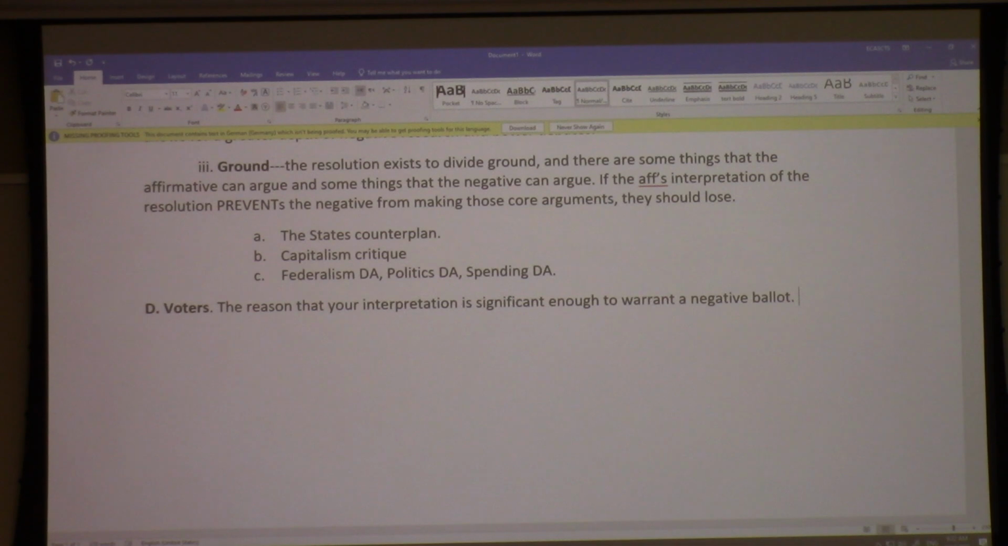So you are not just saying that the affirmative team has run afoul of the definition, and that is bad. But when you're arguing topicality, you have to go to the next level. And you have to argue that it is bad enough that they have run afoul of the resolution that they should lose the debate.